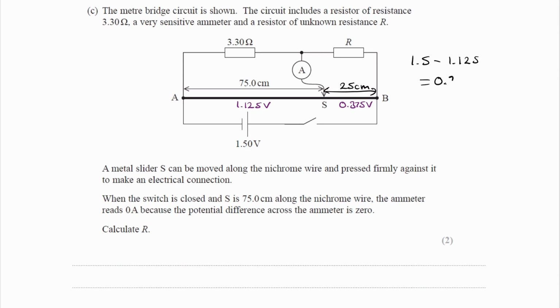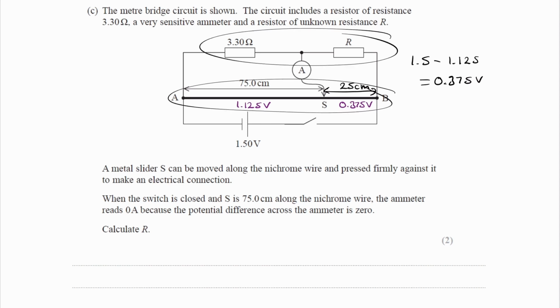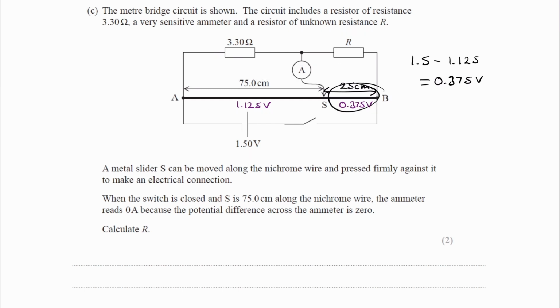That's the case because these two branches are in parallel, so they each receive in total 1.5 volts. And then these two parts of the wire are in series, so their voltages will add up to make 1.5 volts. So if this is the case, then there must also be 0.375 volts here and 1.125 volts there. And there are a few ways in which we can then work out the resistance of R. I'll just work out the resistance of R and then we'll go back to explaining a bit more about this scenario. I think the easiest way is to use ratios.